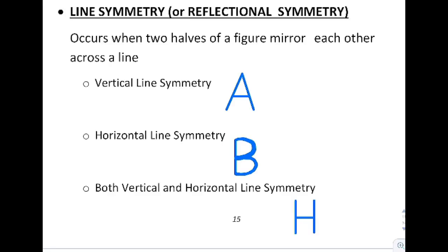Okay, if you missed any of that, make sure you go back, watch it again. Don't just write what I'm saying, but pause and make sure you're understanding it. We'll take these one at a time now. Line symmetry. It's also somewhat of a reflection. When two halves of a figure mirror each other across a line.